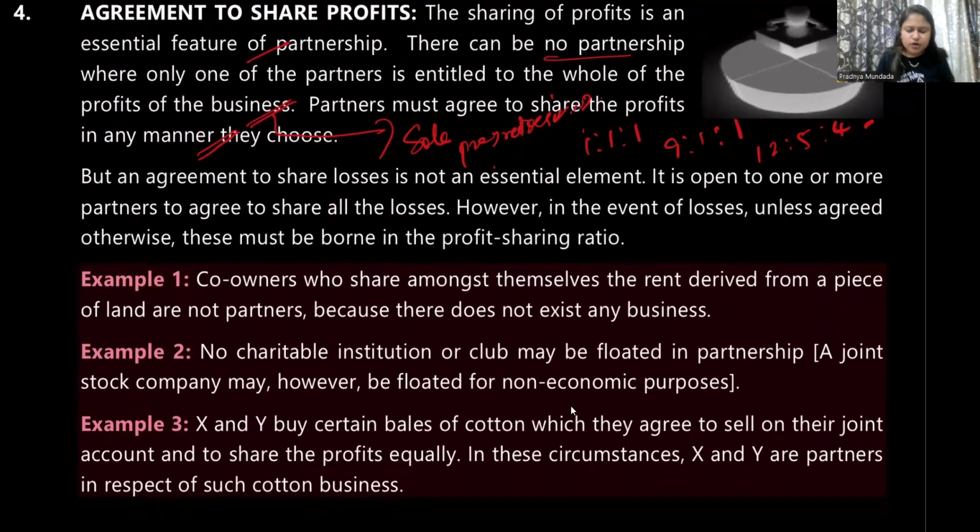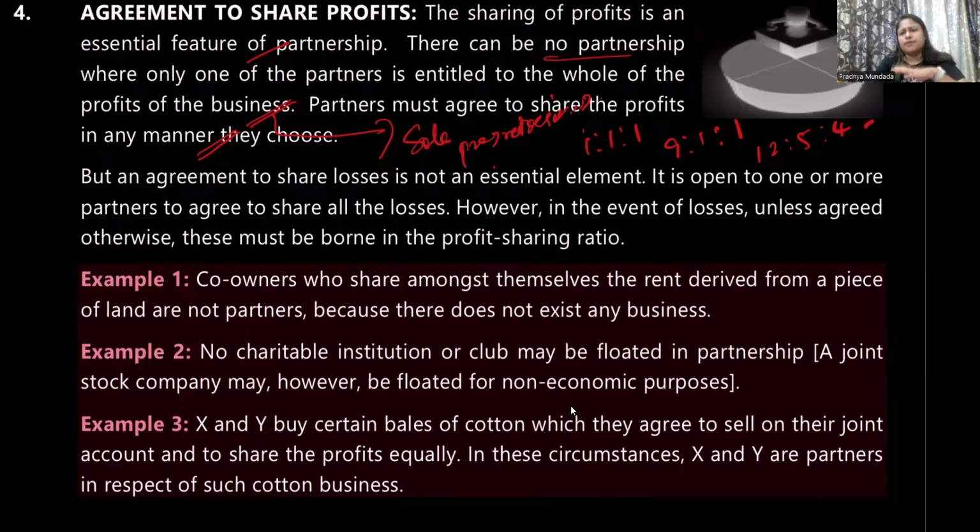But an agreement to share loss is not an essential element. Usually what happens, they say whatever profit sharing ratio you have decided, if loss happens, loss also would be shared in that ratio only. So deciding profit sharing ratio is compulsory. Loss sharing is not compulsory, because the prima facie understanding would be the way you're going to share the profit, in the same way you're going to also share the loss. Okay, so every time that is not required to mention.